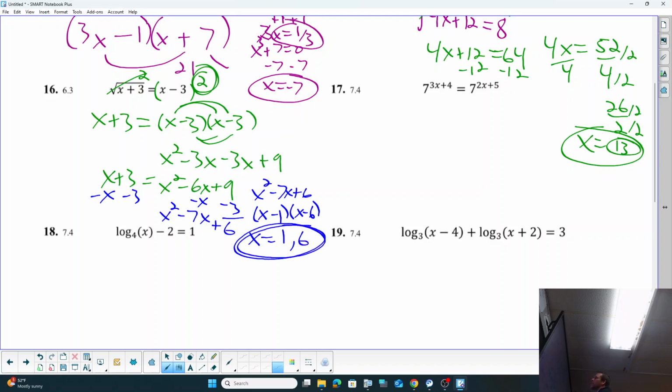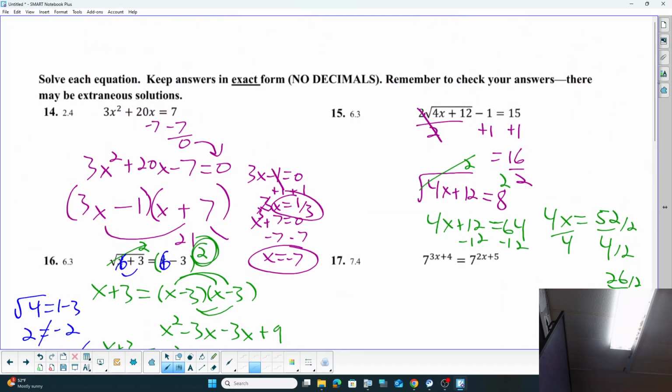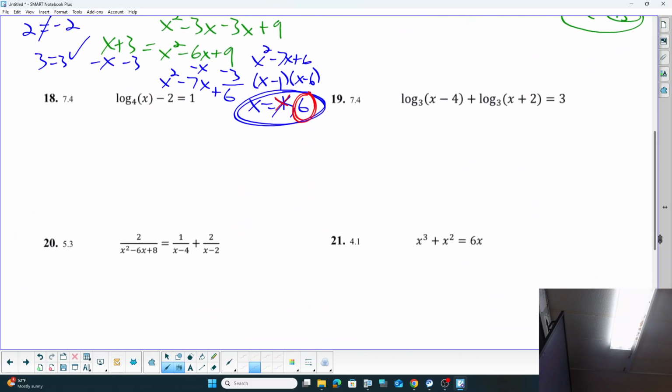So you plug that back in. And when you do, something bad happens. When you plug it back in, you get the square root of 1 plus 3, which is 4, and then 1 minus 3 is negative 2. 2 does not equal negative 2. 1 does not work. If you plug a 6 in, you get 3 is equal to 3, and it works. So the 1 does not work, but the 6 does work. Remember, it says watch out for extraneous solutions. Check your answers. They may be extraneous solutions. So watch out for that.